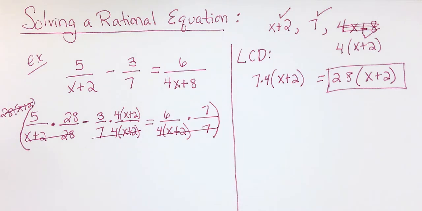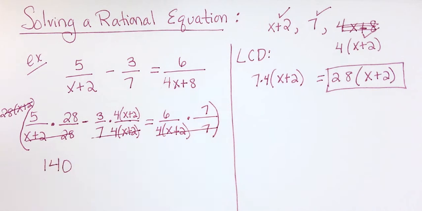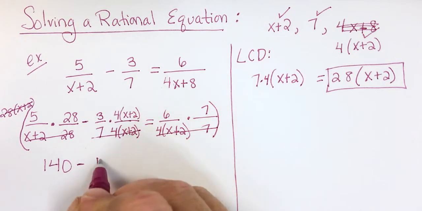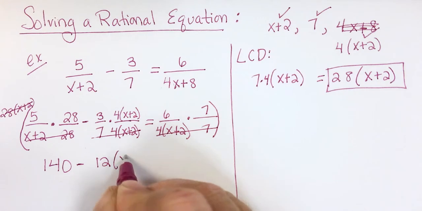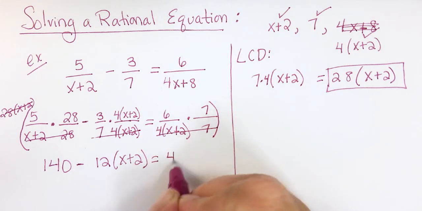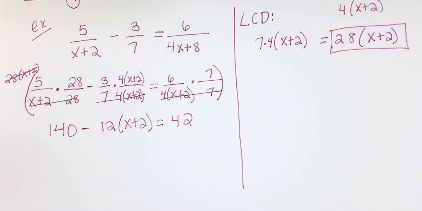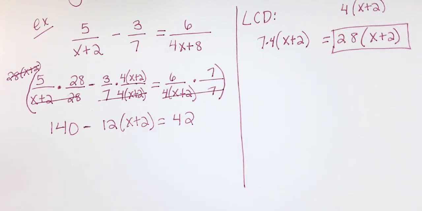We're going to multiply the top. So 5 times 28 is going to give us 140 minus 3 times 4 is just 12. We're going to bring down this x plus 2. And then 6 times 7 is 42. Now you see we're left with a linear equation. So this is a lot easier to work, and we've worked with these before.